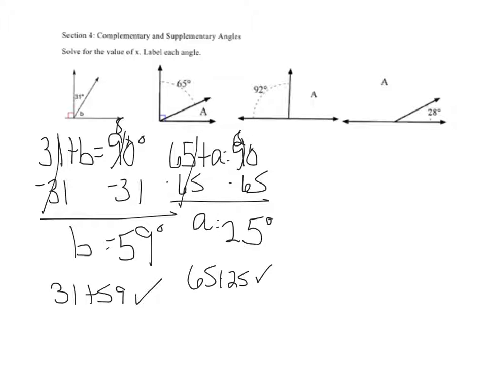Okay, on the next two, we have supplementary angles, which means they equal 180. We talked about in class how one way you can see this is that if I connect from one side of the straight line to the other side, it makes a half circle.